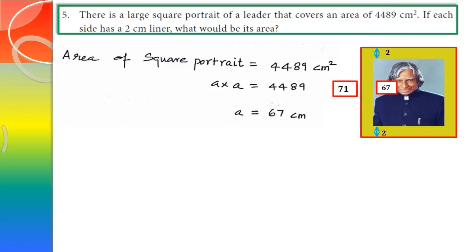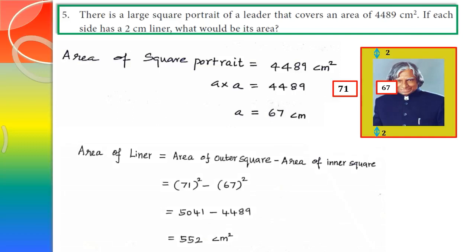Next we find the liner. Area of liner equals area of outer square minus area of inner square. That is 71 square minus 67 square. 71 square means 71 into 71, answer is 5041, minus 67 square, which is 4489, already known. Next, the difference between 5041 and 4489 is 552 centimeter square. That is the answer.